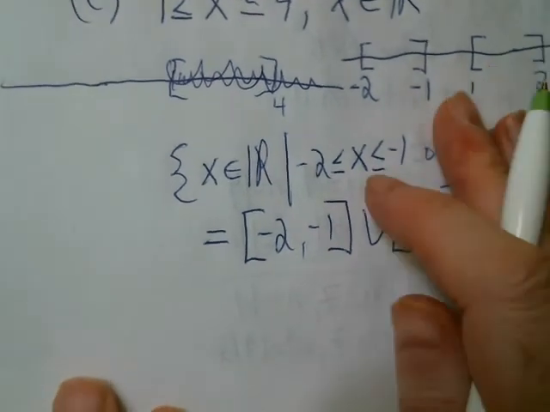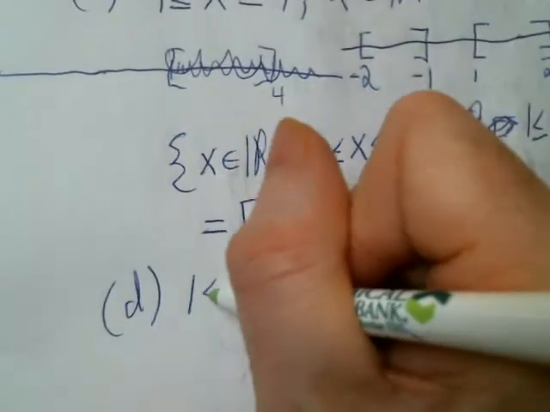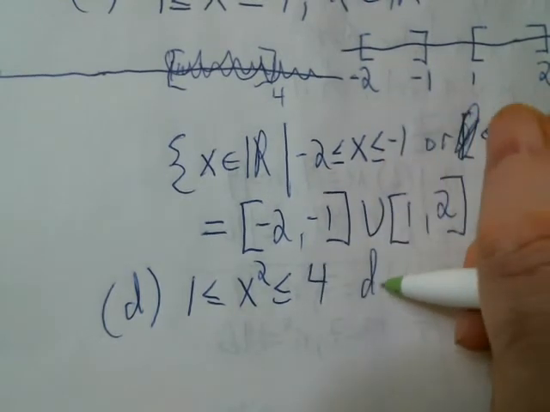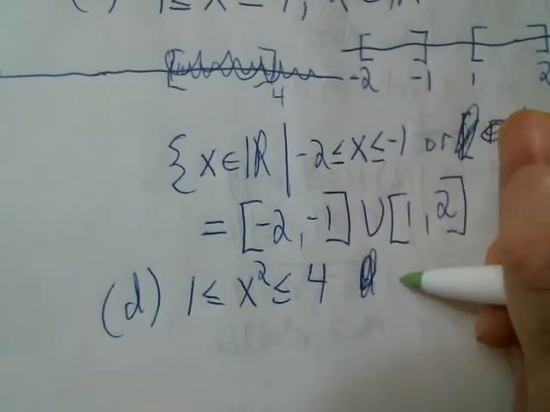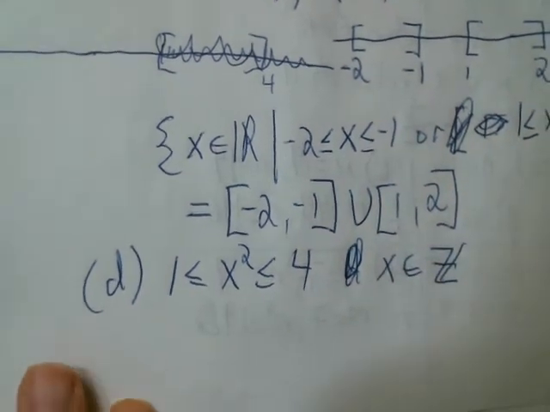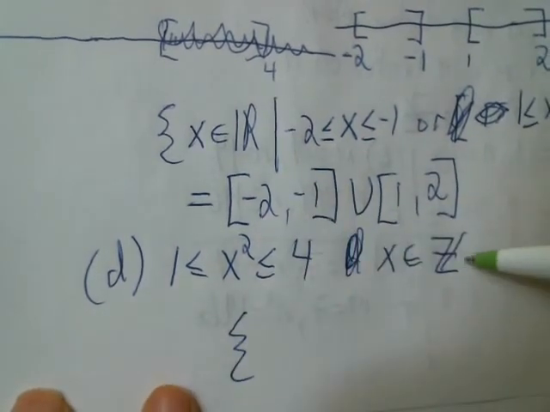Let's look at one more, part D. The predicate is the same as before, but now the domain is different. So the domain this time, we want values from the integers. Okay, so what would work in the integers?